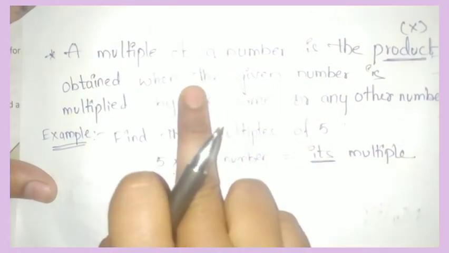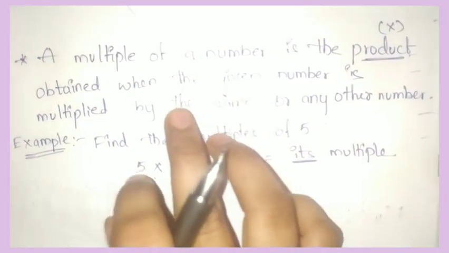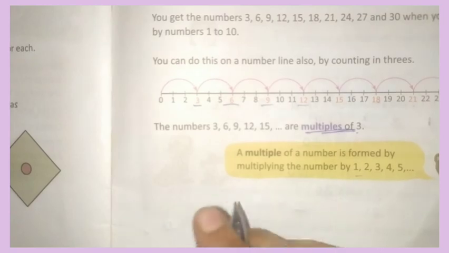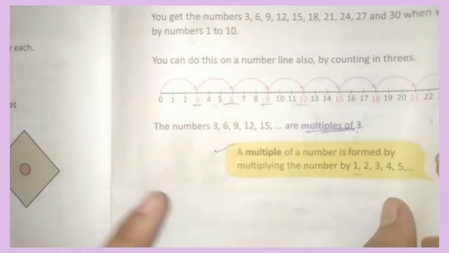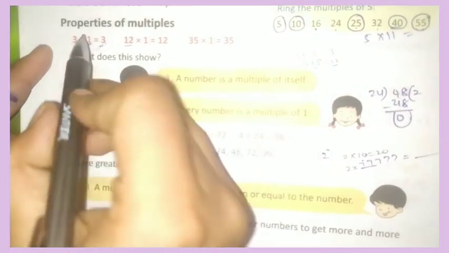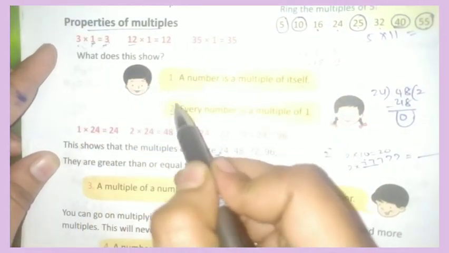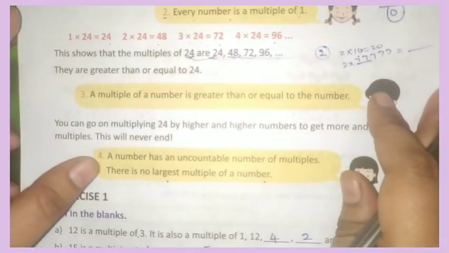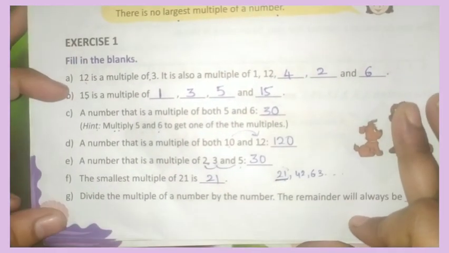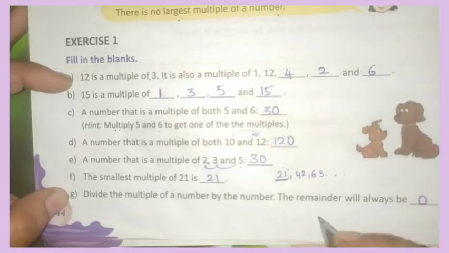Write this in your fair notes. First write this, after that write this box. Then next write these properties of multiples. Write this heading and write these 4 properties. After that, write exercise 1, fill in the blanks. Write up to here.